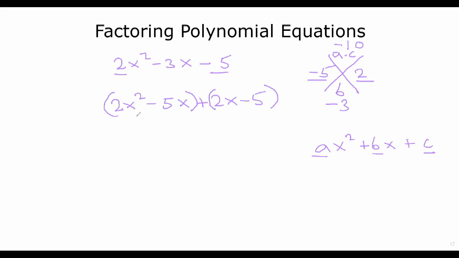And so I look in this example, the biggest thing I can take out is just x. And so I'm going to pull out an x and get 2x minus 5 on the inside. And then on this one, there's nothing I can take out. And whenever this occurs with your polynomial, just take out 1. And so I'm going to take out a 1, which won't change anything. And I get 2x minus 5 inside the parentheses.